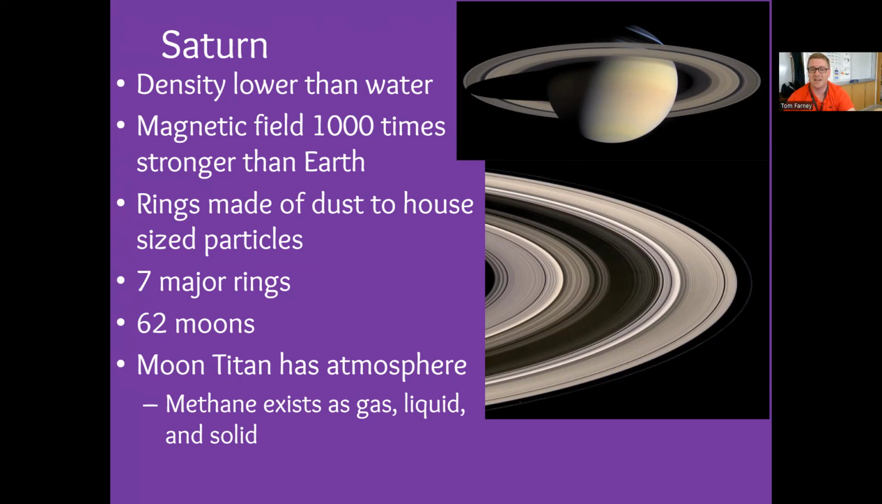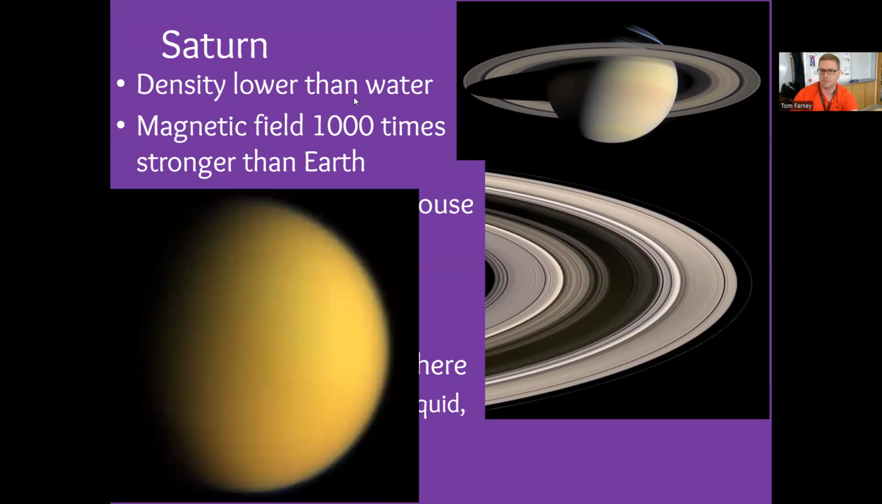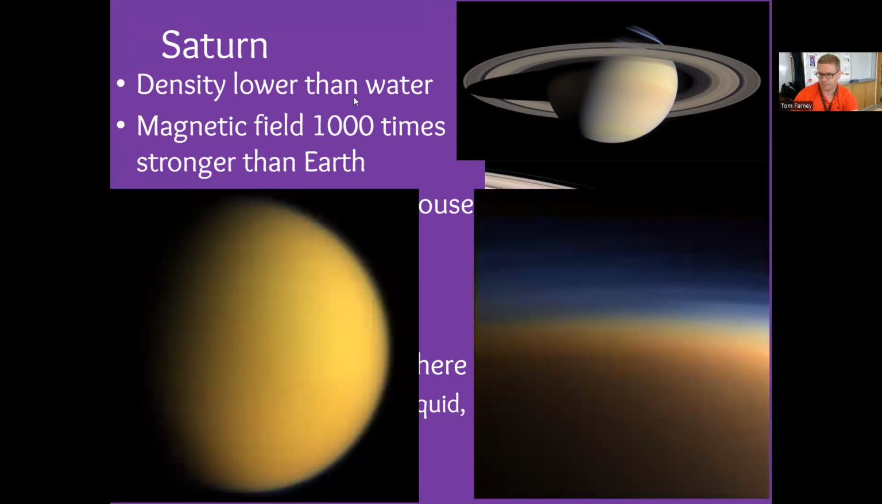Again, like Jupiter, it has a lot of natural satellites, 62 moons, and it's home to Titan. It is a moon in our solar system that has an atmosphere. We have methane existing in gas, liquid, and solid states. So our moon Titan with that atmosphere, that's one of the places scientists are looking to see if there is some sort of bacterial life living there. Really interesting spot of Saturn.